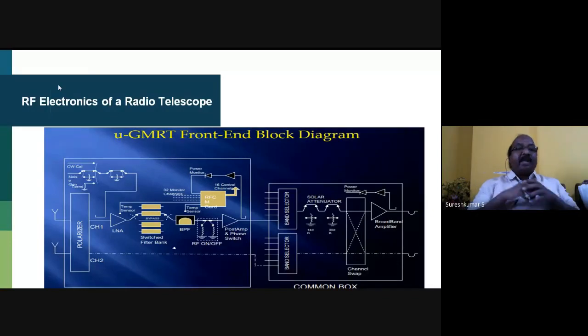You see this block diagram, which is generally common to all radio astronomy receivers. The antenna is shown there, and you have a polarizer. The polarizer combines two linear polarizations and you get a circularly polarized signal, which is fed to the LNA. You can see after channel one the low noise amplifier.